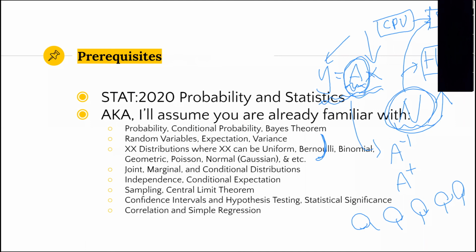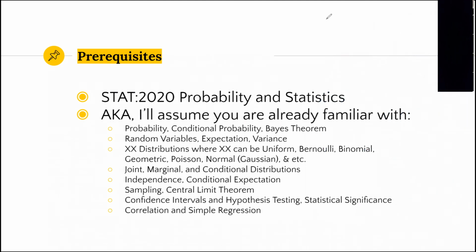All right, so there are a couple of prerequisites. First thing is probability and statistics. Especially, I will assume that you're already familiar with the basic concepts like probability, conditional probability, Bayes theorem, random variables, what the expectation is, the variance, and those kinds of basic concepts, as well as distributions, especially like uniform distribution, Poisson distribution, normal Gaussian distribution, and so on and so forth.